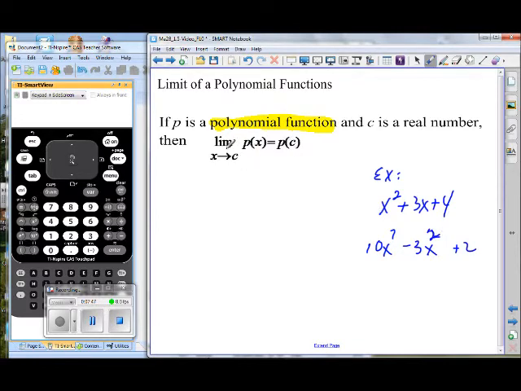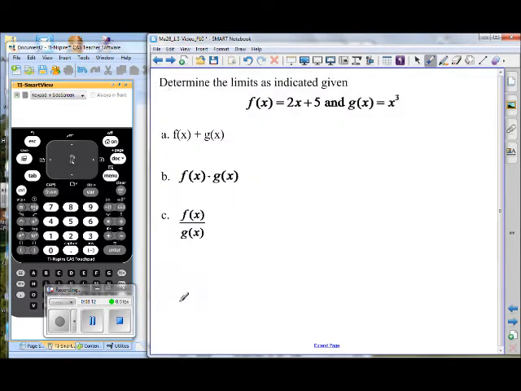Look what happens here. If I have a polynomial and I have x approaching c, what's the limit of the outputs? This again is where we use direct substitution. All we have to do is directly substitute this value c into our function. We like that. We don't want to have to work too hard. We like that to happen.